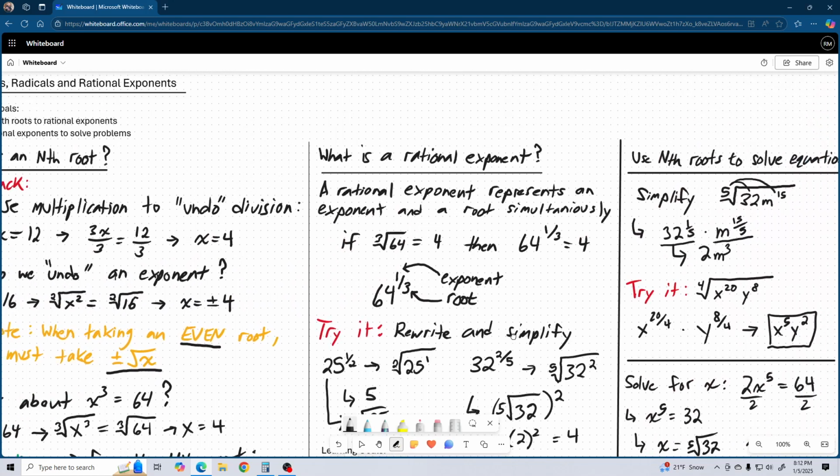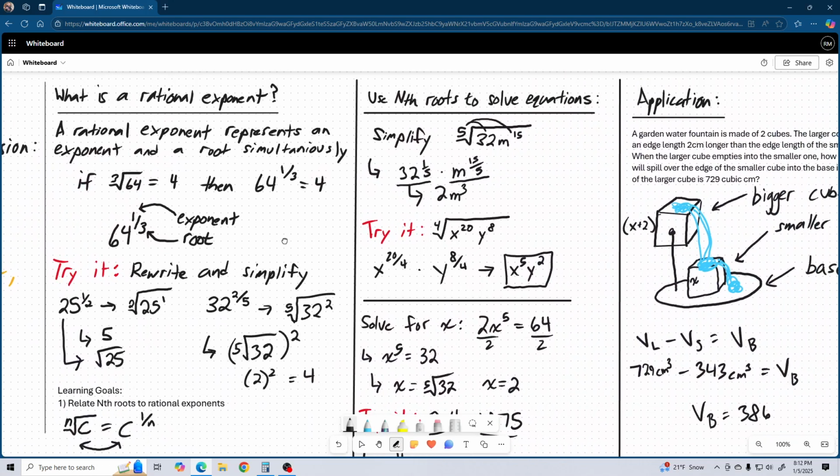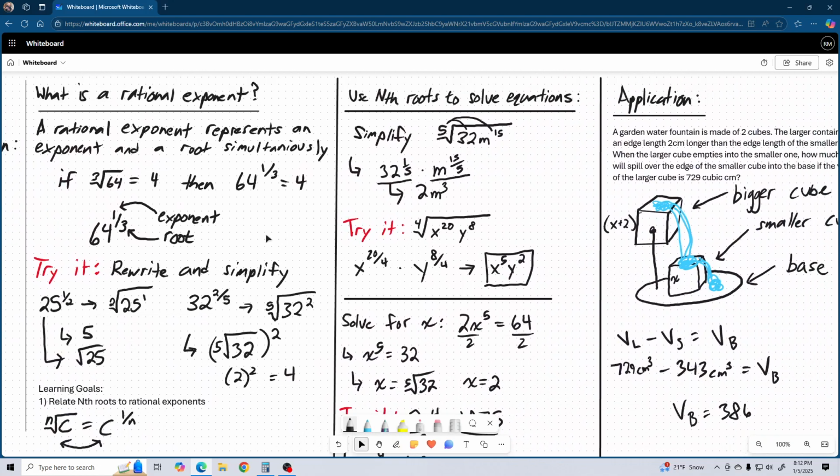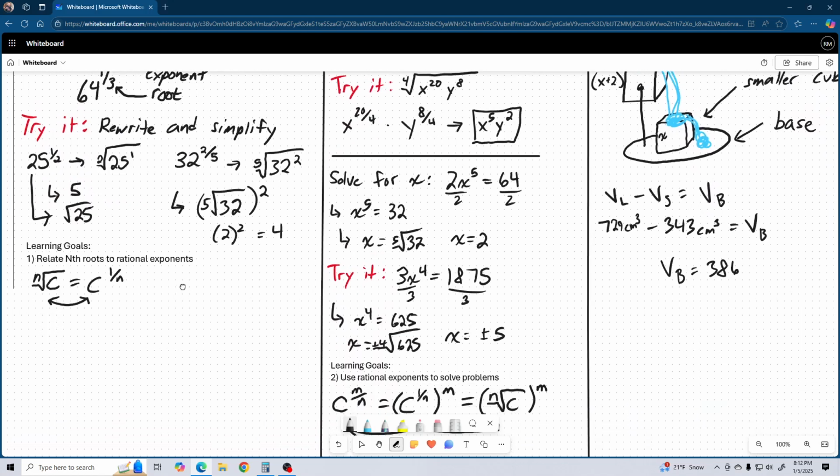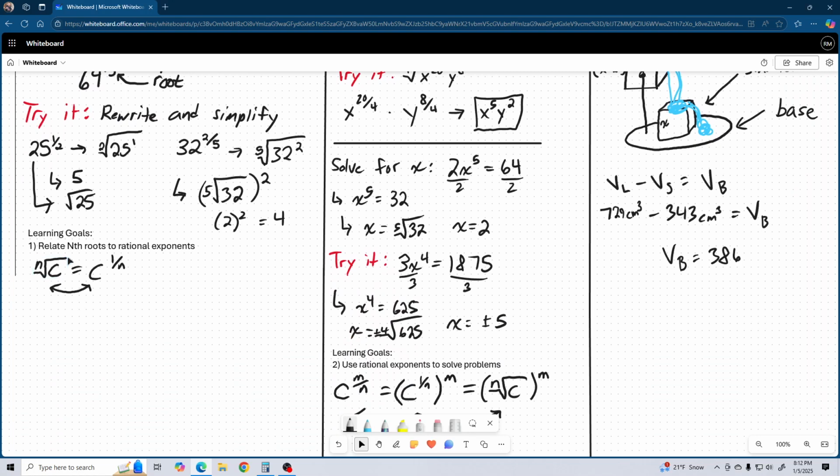Then we talked about what a rational exponent is. Rational just means fraction, and you know what an exponent is, so we have exponents with fractions. The bottom part of the fraction is the root, and the top part is the actual exponent, what the base is being raised to. We decided that the nth root of c equals c to the 1 over n. In other words, the denominator is the same as the root.